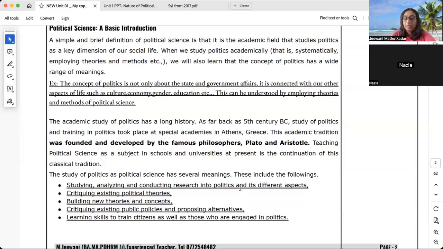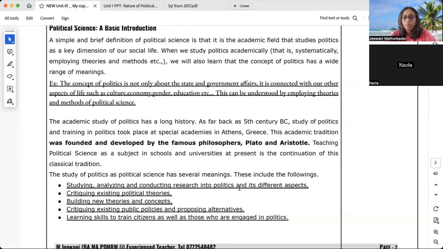Okay, so the study of political science has several meanings. These include the following. Now, what is studying political science academically? If you say academic study in political science, it includes studying, analyzing and conducting research into politics and its different aspects. I will explain this by using an example. Government is the main topic of political science.